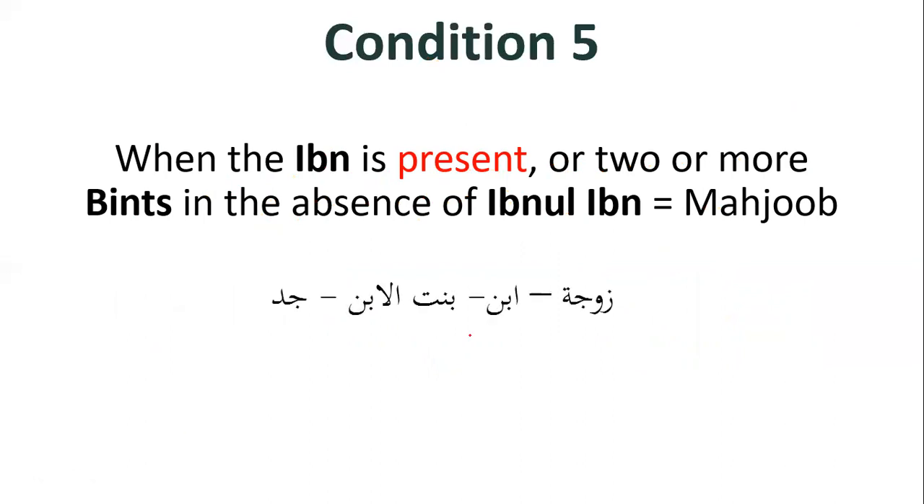So over here we have Zawja, Ibn, Bintul Ibn, and Jad. Let's give the ones that we do know so far. So Zawja will get 1/8, Jad will get 1/6, and Ibn we haven't gone over as yet. Bintul Ibn, we will say because the Ibn is present, close your eyes and say Bintul Ibn is mahjub. So Ibn is present, Bintul Ibn is mahjub. Very straightforward.